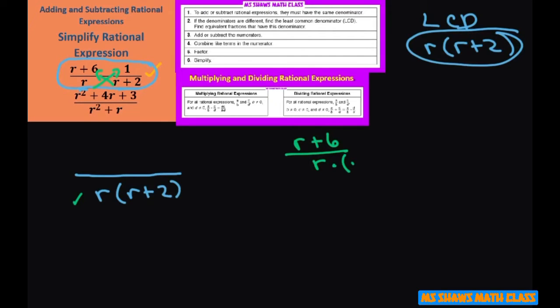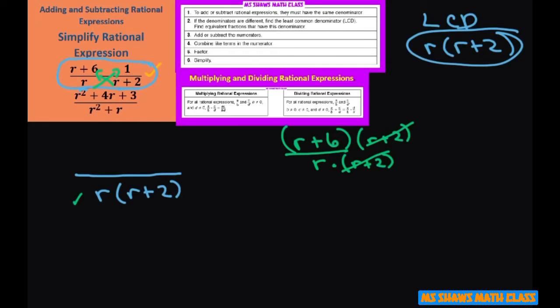It's called that because if you have r plus 6 divided by r, but this is your new common denominator, it means you have to multiply this by r plus 2. So you also have to multiply the numerator by r plus 2, because when you divide these two, they give you 1, and it gives you back what you were before. That's why the butterfly method works.